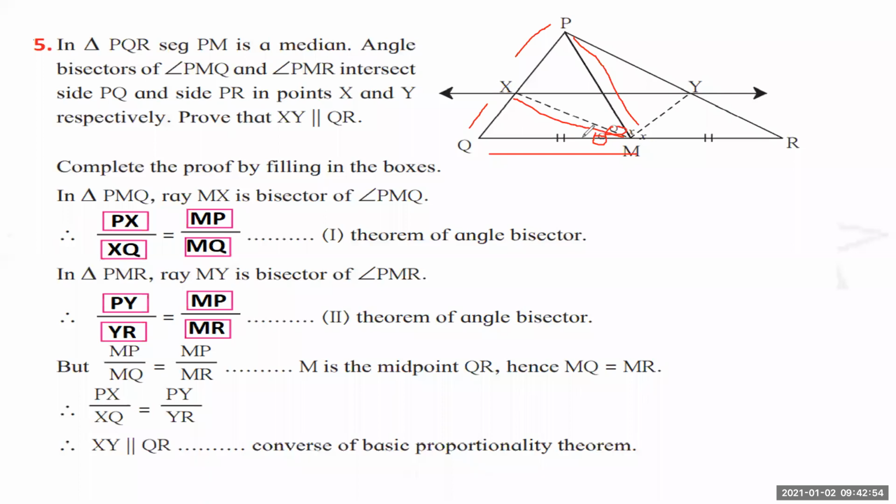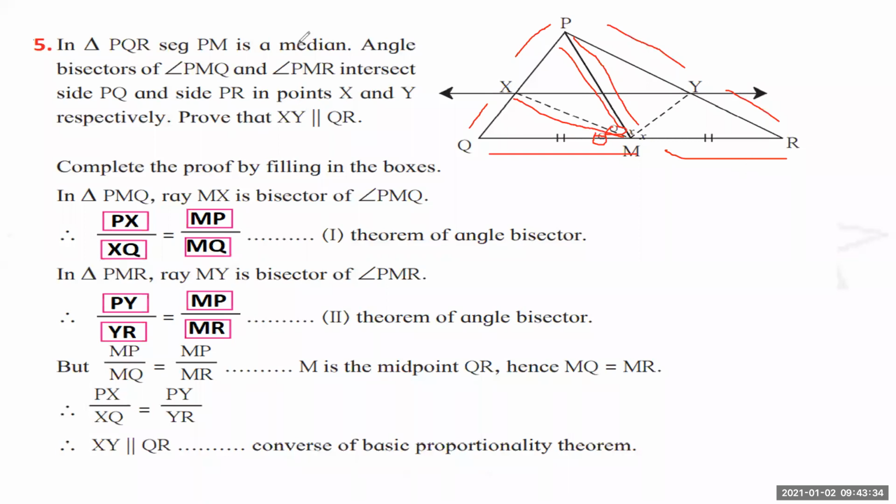Here it is already given to you that you have to apply the angle bisector theorem. The triangle is given, the bisector is given, and the angle for which it is applied is also given. You just write the ratio. So you'll get PX upon XQ equals MP upon MQ. Same thing in triangle PMR, ray MY is the bisector of angle PMR. So again, the opposite sides, PY upon YR equals MP upon MR.